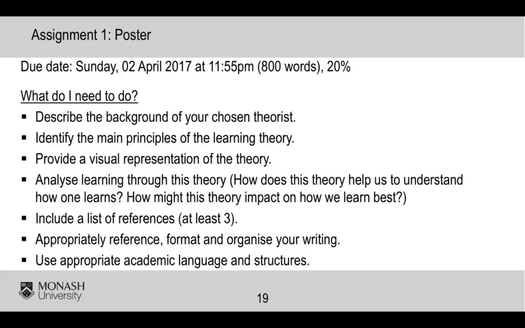It says include a list of references and you need to have at least 3. One of them may be your textbook, but you need to look outside of that. So go to the library, have a look, see what information is on your theorist and or theory. Again, you might use Google to help you provide some background information, but you need to have references other than Google or Wikipedia. Make sure that you appropriately reference, so check the APA guide, and make sure you're formatting and organizing your writing.